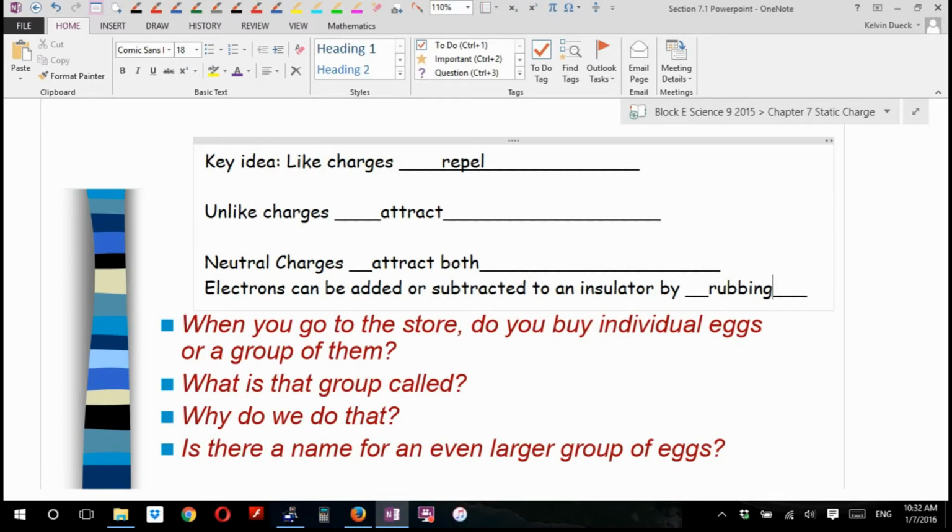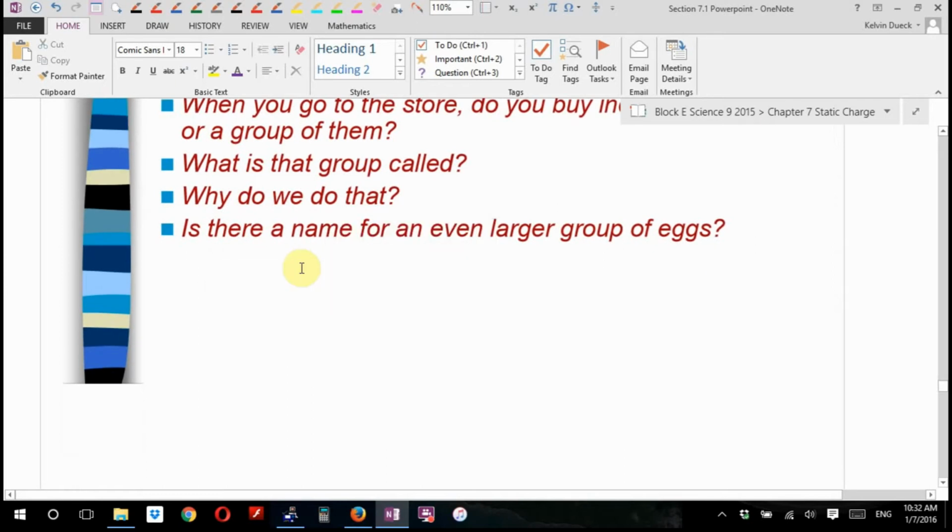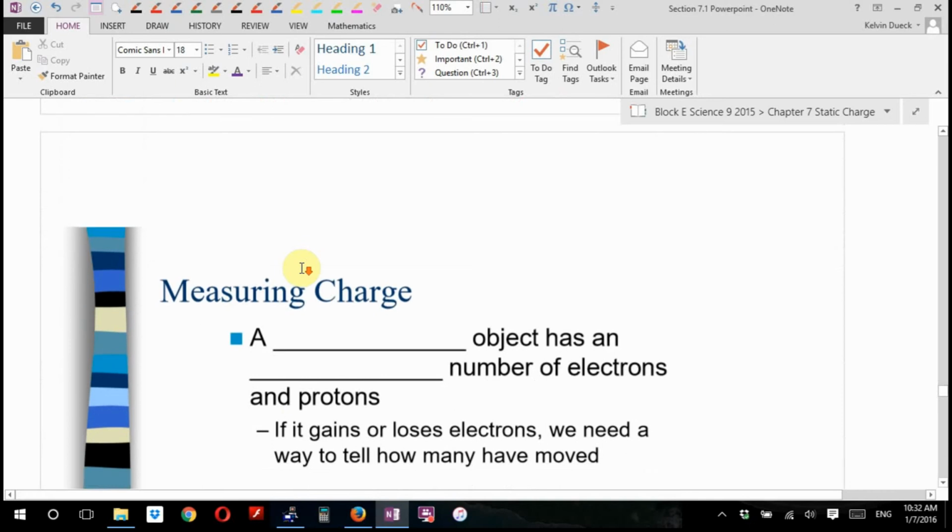An electron's charge is so small. When you go to a store, do you buy individual eggs or do you buy eggs in a package? In a package. In fact, what's a group of eggs called? A dozen. A dozen. Okay? And the reason is one egg's kind of small, no one eats one egg, very few. You buy them in groups. Well, so there's a name for an even larger group of eggs. We call it a dozen. Turns out we don't measure charge in electrons.